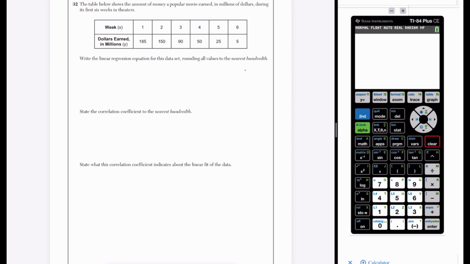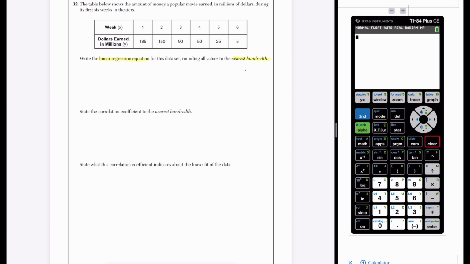Let's look at number 32. Here we have a table that shows the amount of money a movie earns, in millions of dollars, during the first 6 weeks in the theater. Our goal is to write a linear regression equation for the data set and round it to the nearest hundredth.